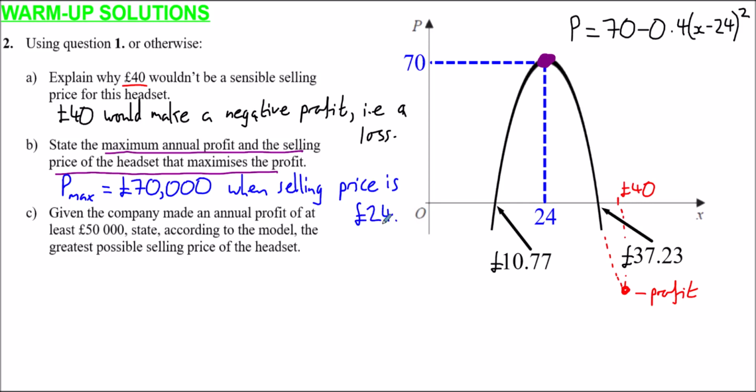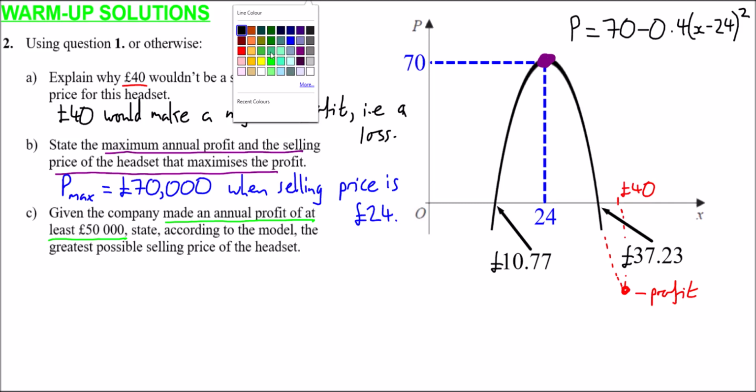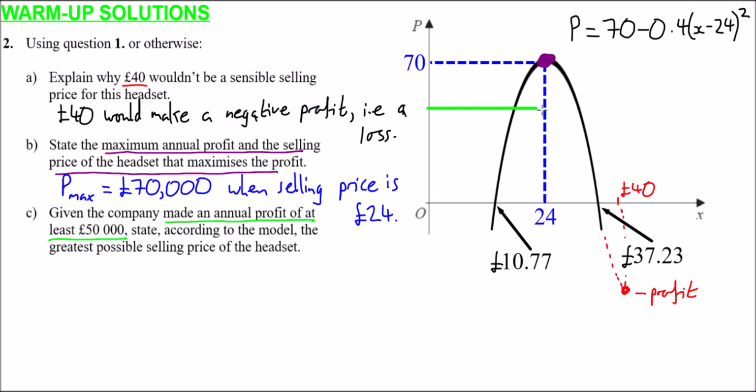And part C, given that the company made an annual profit of at least £50,000, state, according to the model, the greatest possible selling price of the headset. So this requires a bit more thought. So this company, it's saying here, made an annual profit of 50,000. Well, at least 50,000, I should say. So if 70 is there, we need to sort of guesstimate where a line at 50,000 would be. If 70 is there, 50,000 will be somewhere like this. So this is the line where P equals 50, as in 50,000.